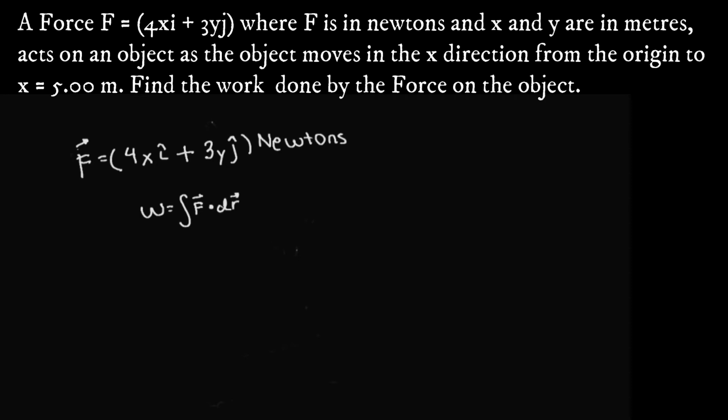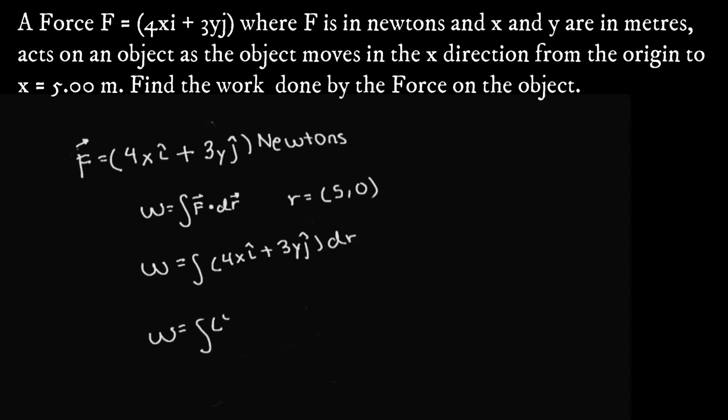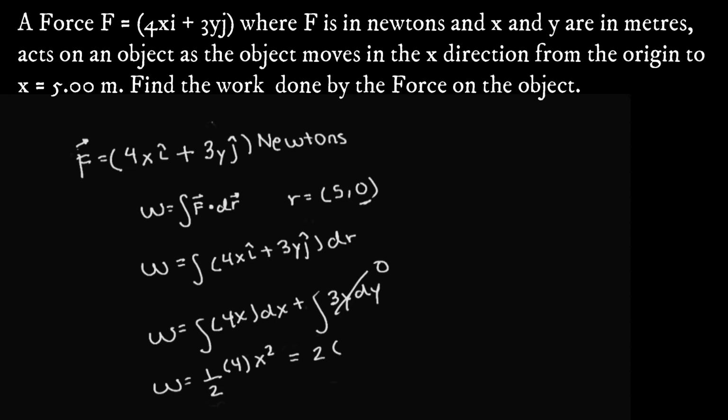So we can break it into two parts. Since the first integral includes the x only and the second part of the equation the y component, we have an integral of 4x dx plus the integral of 3y dy. Since the y position is not changing, dy is just 0. So we must only integrate for the x component. So 4x dx is equal to 4, because that's just a constant, times 1/2 x squared. Then we solve for the definite integral, replacing x with 5 meters, and the result is 50 joules.